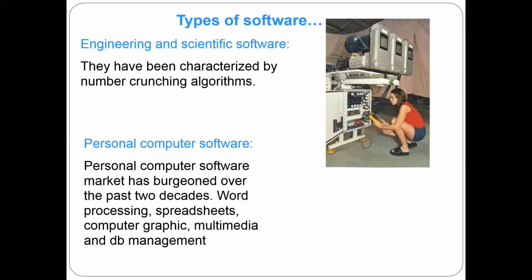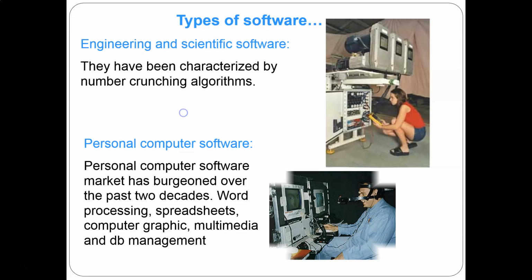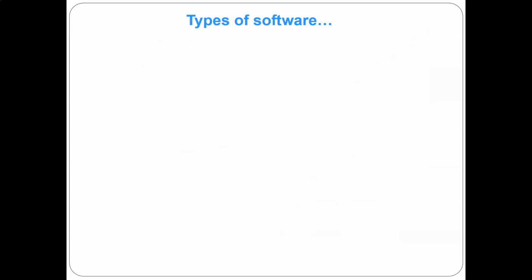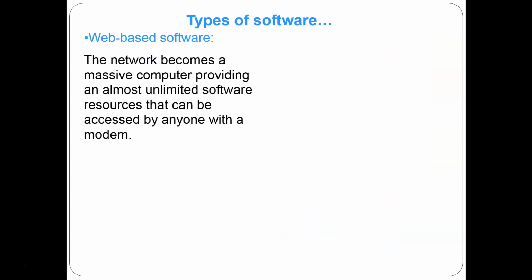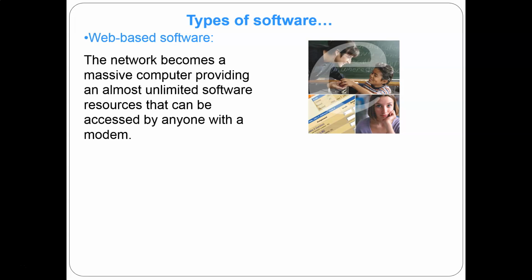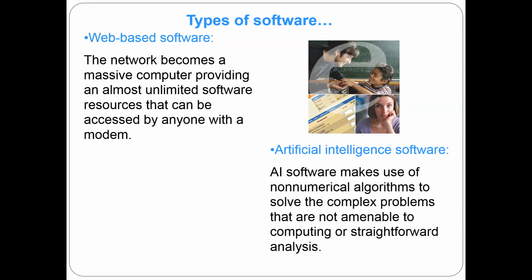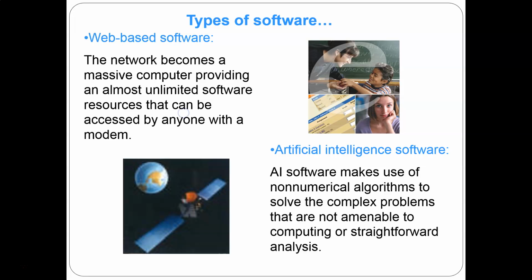Personal computer software is market-based, like spreadsheets, graphics, multimedia. They are personal computer software. Web-based software: the network becomes a massive computer. It can be accessed by anyone using the internet and they are able to connect. Artificial intelligence software makes use of non-numerical algorithms to solve complex problems that are not amenable to straightforward analysis.